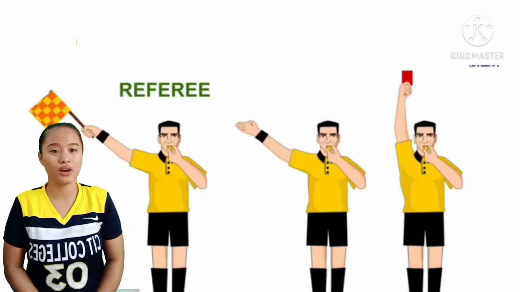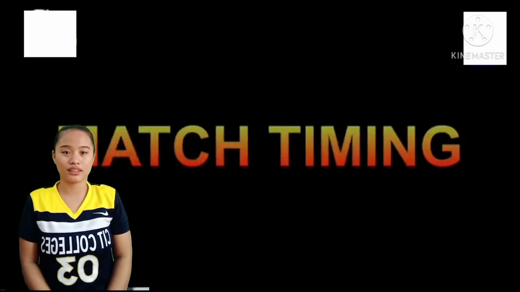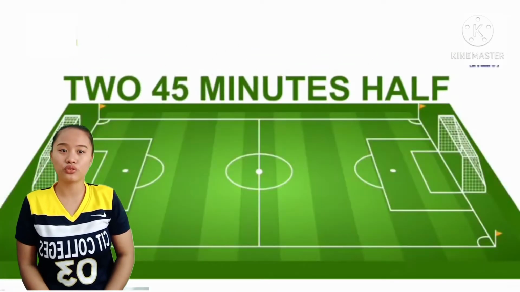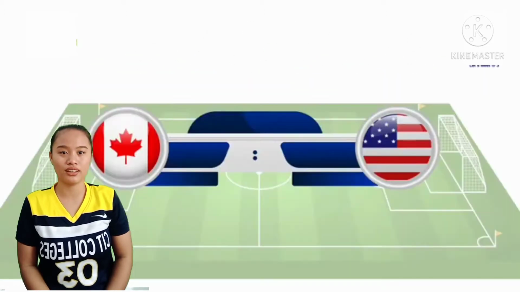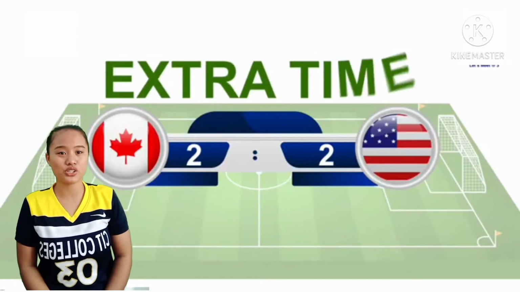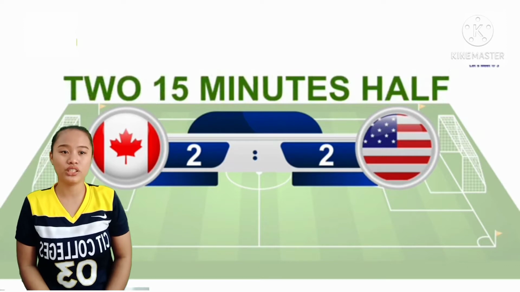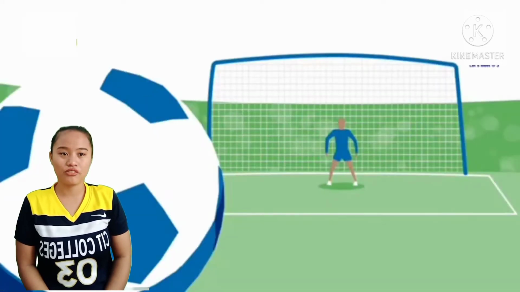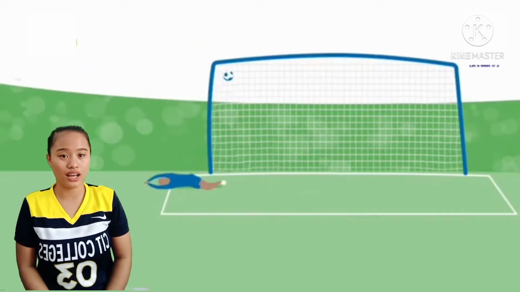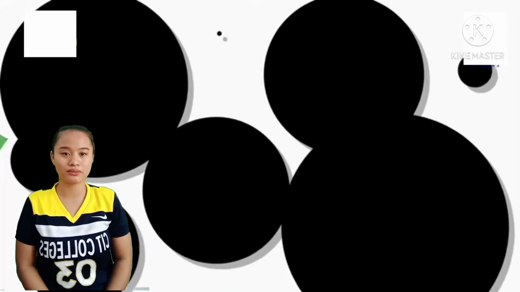Each team must include one referee and two assistant referees. Match timing. A match consists of two 45-minute halves with a 15-minute rest period in between. If the game needs to head to extra time as a result of both teams being level in the match, then 30 minutes will be added in the form of two 15-minute halves after the allotted 90 minutes. If teams are still level after extra time, then a penalty shootout must take place to decide the winner.